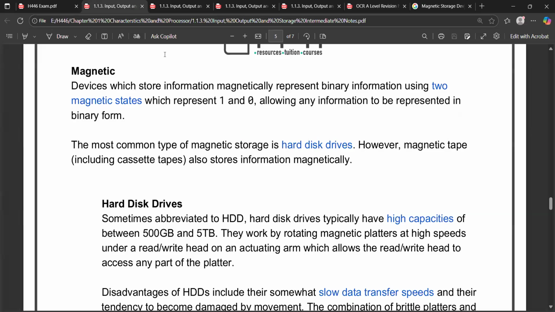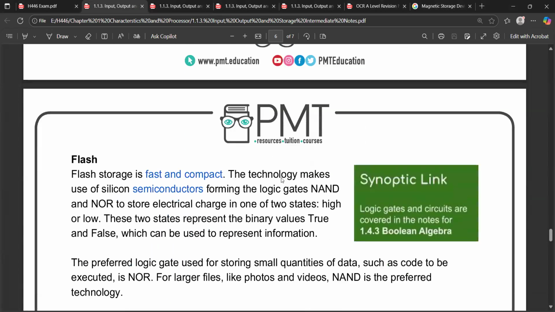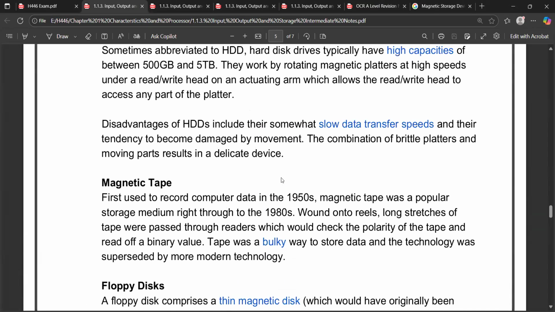Basically, with magnetic devices, you can store binary information using two magnetic states, representing 1 and 0, and this allows any information to be represented in binary form. The most common type of magnetic storage is the hard disk drive. Magnetic storage stores information magnetically, which means it uses magnetic capacity to store the details.